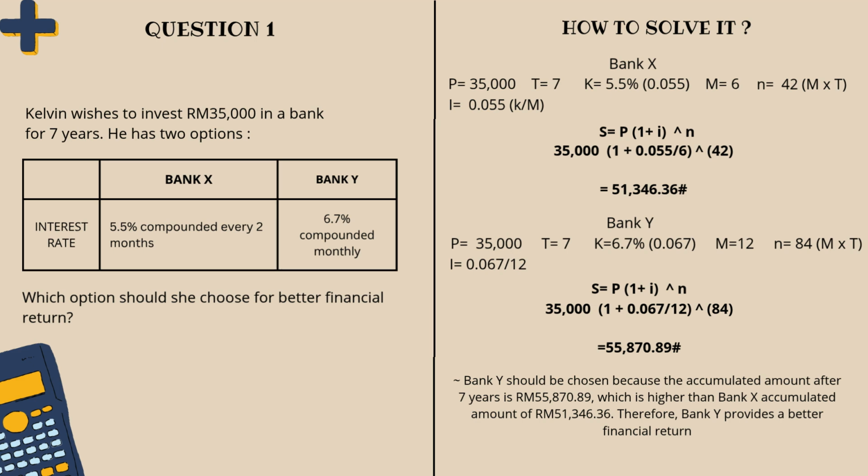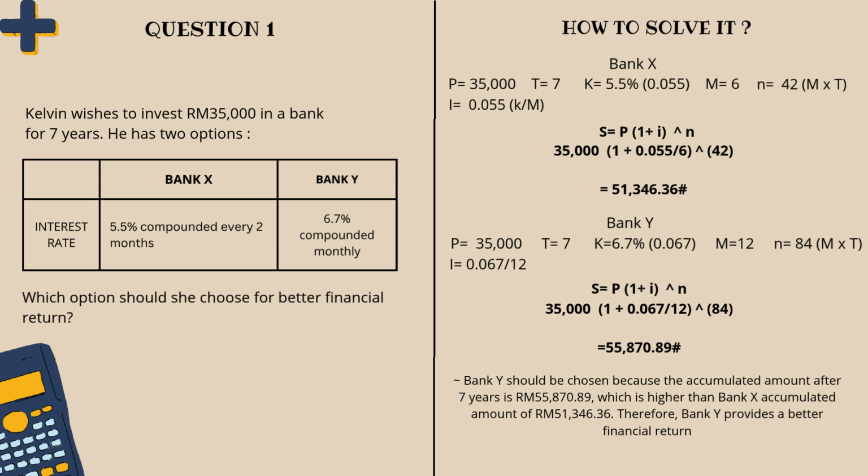Using the formula S equals P, 1 plus I in bracket to the power of N, we substitute the numbers into the equation like this. 35,000 multiplied by, in bracket, 1 plus 0.055 over 6 to the power of 42. The accumulated amount we get is RM51,346.36. Moving on to Bank Y, the interest rate K is 6.7% or 0.067, and M is 12 because it is compounded monthly.